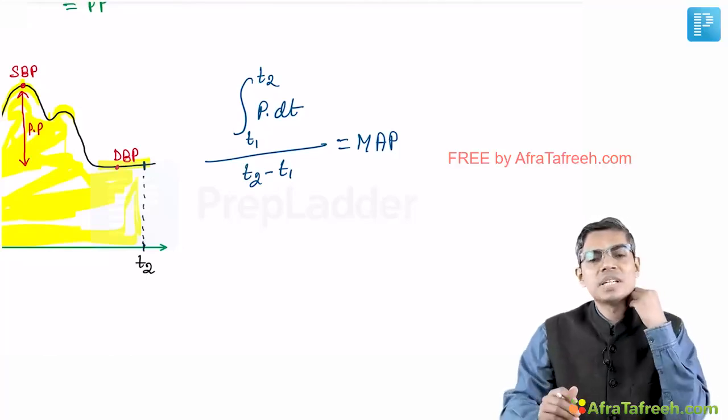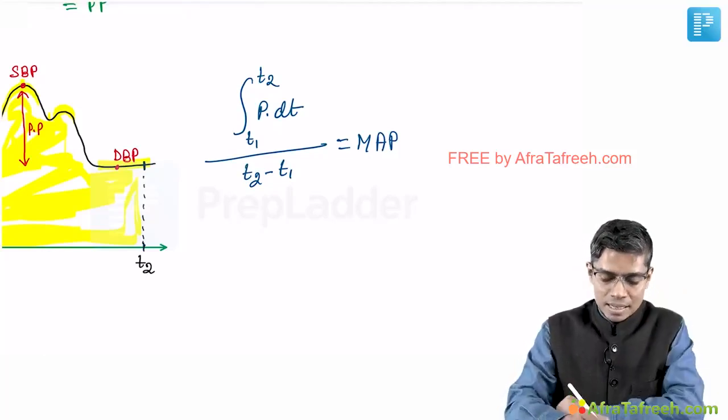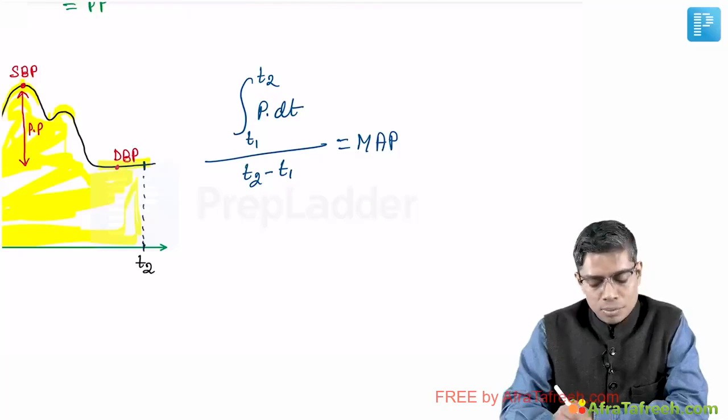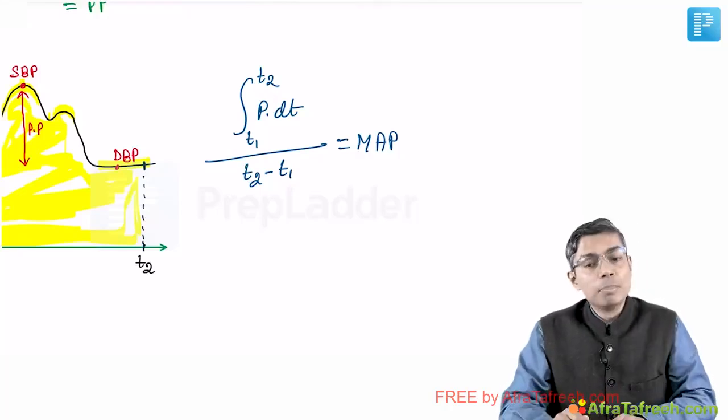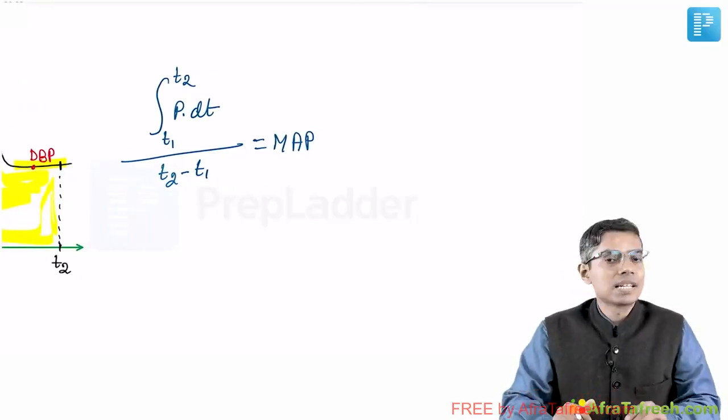So you have to first measure the pulse wave with the help of a carotid pressure transducer, and then if you use this formula, integral from T1 to T2 of P dt upon T2 minus T1, then you are going to get your mean arterial pressure, because it is an average throughout the cardiac cycle.